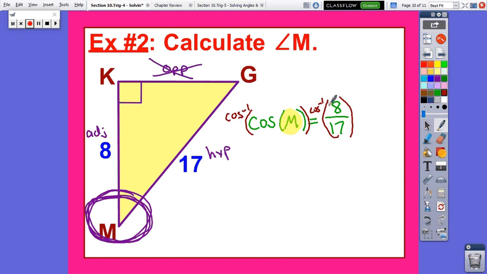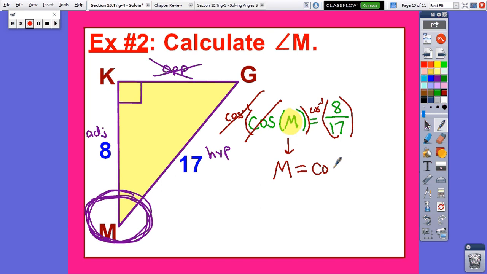So what I'm doing is algebraically correct. What I'm doing to one side of the equation, I'm doing to the other side. And again, we're not multiplying inverse cosine by cosine. This is like square rooting a square. So the inverse cosine and cosine knock each other out. So that leaves us with just m now over here on the left side.